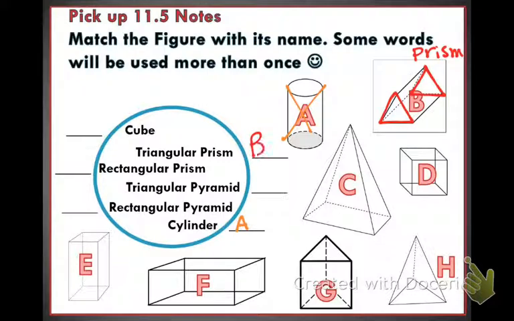So that would be... You base it off the base? Yes. There will only be 2 bases in a prism. How many bases does a pyramid have? 1.